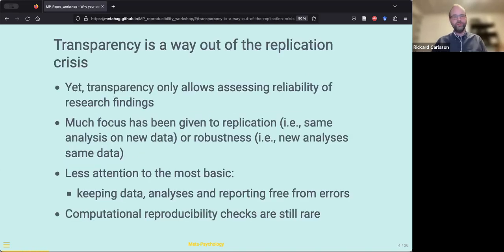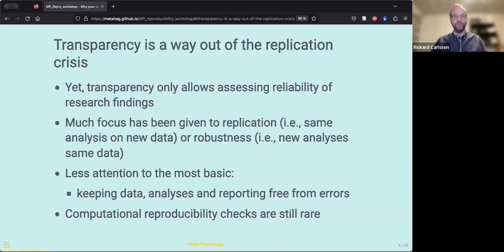And the reason we care about this to begin with is that we believe that transparency is a way out of the replication crisis. That's why I got interested in this from the beginning. And the thing is that transparency is amazing. We are starting to get more open methods and open code and people sharing data and sharing analysis. But transparency only allows assessing the reliability of research findings. Somebody also has to do it.